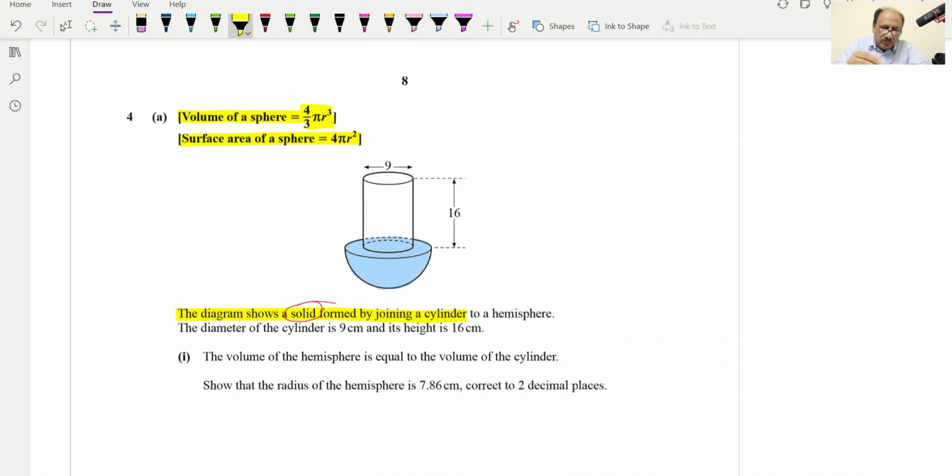So we can go ahead and go through the question. The diameter of the cylinder is 9 centimeters, and height is 16 centimeters. This information is also given. Part 1: the volume of the hemisphere is equal to the volume of the cylinder. Show that the radius of the hemisphere is 7.86 centimeters. This is answer up to 2 decimal places. So our first task is to show that the radius of the hemisphere is 7.86 centimeters.